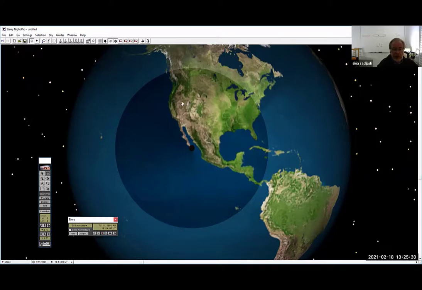Now, other places, they're still seeing a partial. If you're seeing a partial, wear those glasses, the sunglasses or eclipse glasses. But when it's a total eclipse, take your glasses off. You're missing the whole show. They made that mistake in England a few years ago. That was a disaster. All the school kids missed the total eclipse of the sun because they were wearing their glasses.